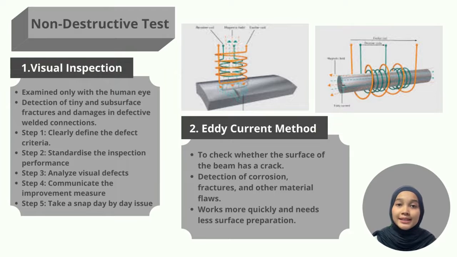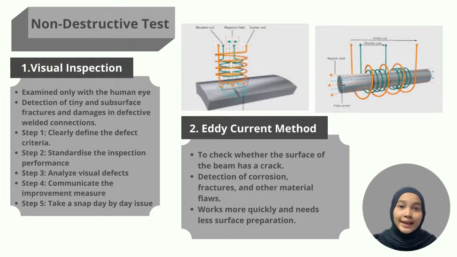This method helps us check whether the beam surface has a crack while it is twisted. This approach can be used to find flaws in both conducting and non-conductive coatings. The earliest application of the EC method was detecting corrosion, fractures, and other material flaws. The eddy current technique works more quickly and needs less surface preparation, which is suitable for our current situation.